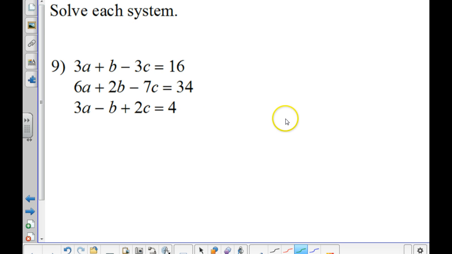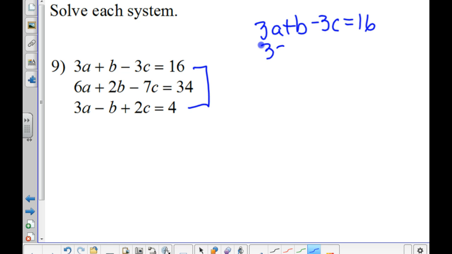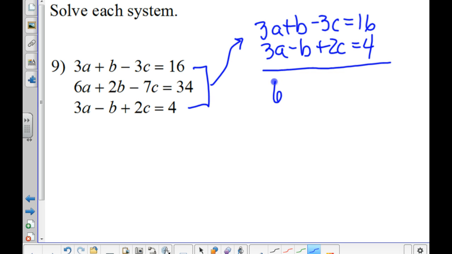What do you want to try here? It wouldn't be hard to do A or B. C looks a little more painful to me. You want to get rid of A or B? All right, let's do B. 3A plus B minus 3C equals 16. And I'm going to do this one first. 3A minus B plus 2C equals 4. All right, picking those two, adding together so B drops out. 6A minus C equals 20.